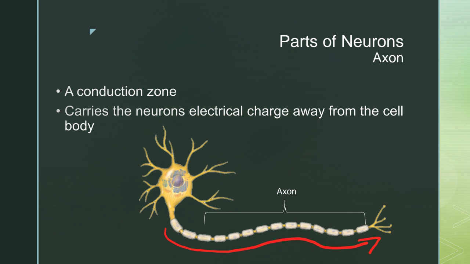So axons carry the electrical charge away from the cell body. And again, we'll talk more about this electrical charge, how it's initiated, and how it's carried down the axon in chapter 4.